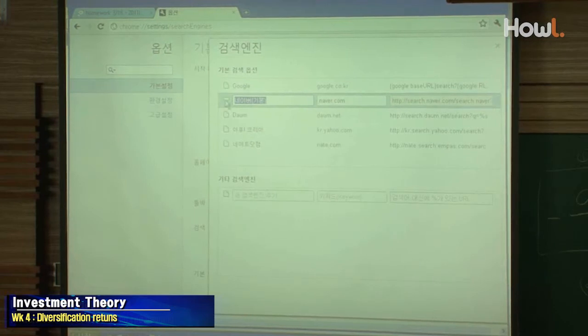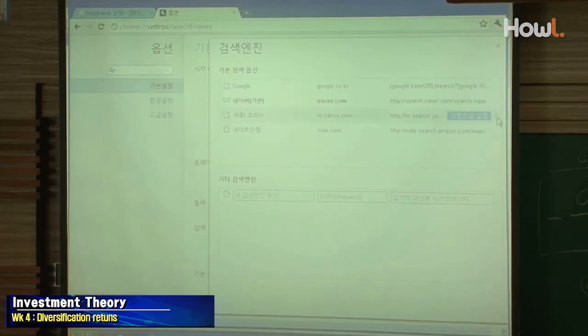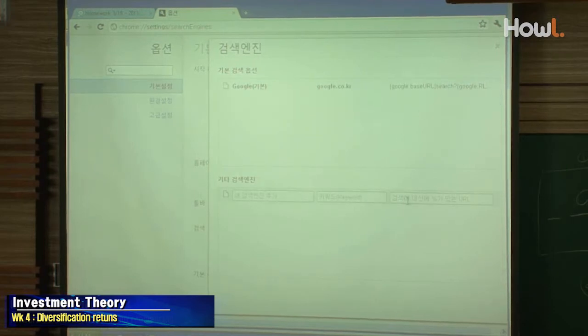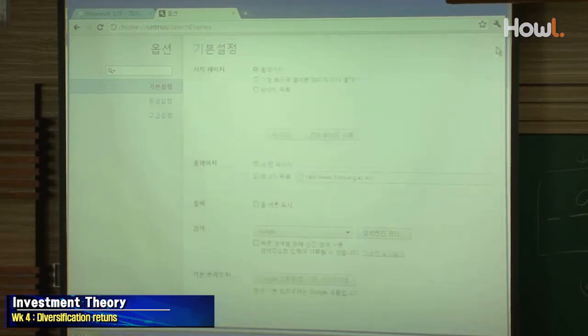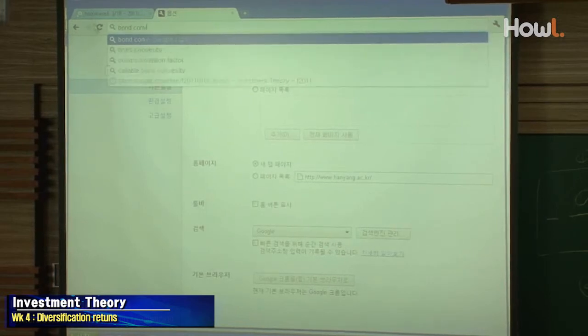How can I get rid of this? Go away. Bond convexity.